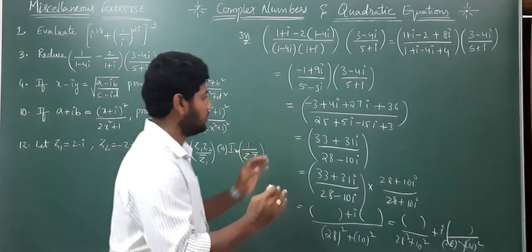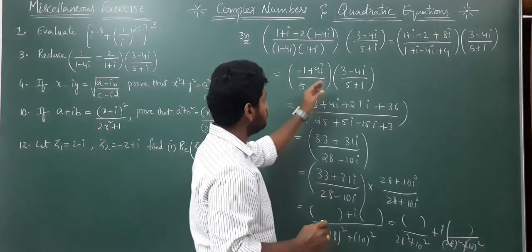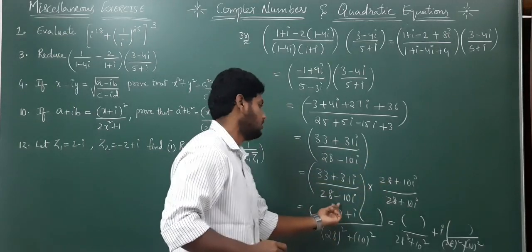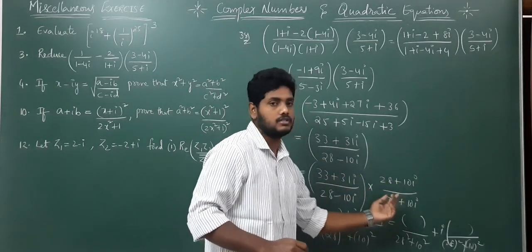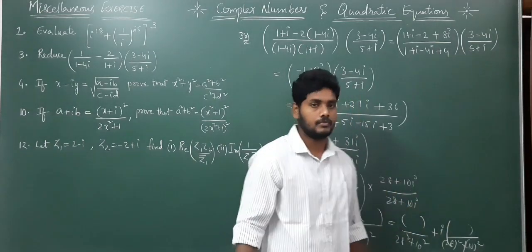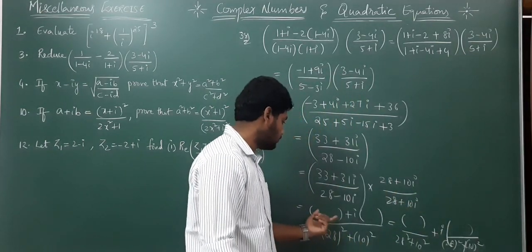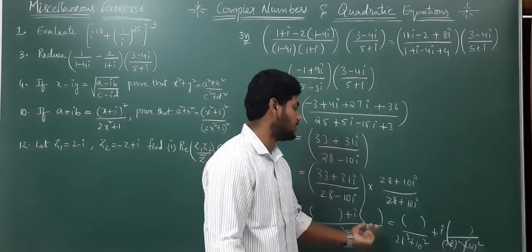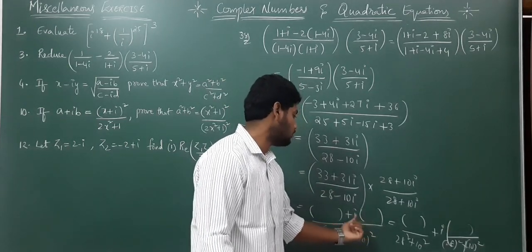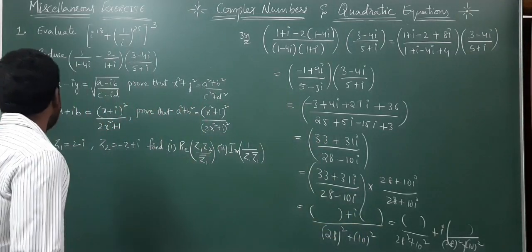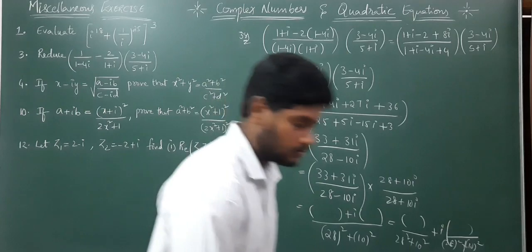Nothing but a plus ib, whatever it may be. If i is in the denominator, you need to rationalize. If it is a negative number, you need to do it with a positive sign. But finally you need to express it in a plus ib form. The denominator you need to separate into the real part. Real part means only the real number will be there, plus the imaginary part. Imaginary part means which has the coefficient of this i. So this is about question number 3. Next we will go for question number 4.